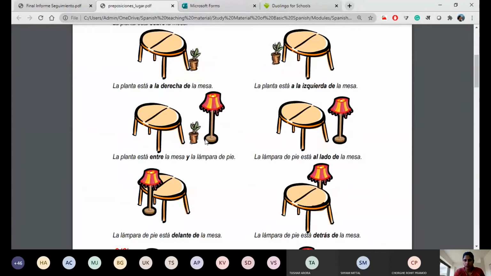Okay, below. So it will be lampara de pie. You can also use only lampara. There is no need to describe what kind of lampara it is. Since it is a grammar book, it has described it, but you don't need to explain that it is lampara de pie. Only lampara is also fine. So here we have to locate the plant. What is pie? That is foot.